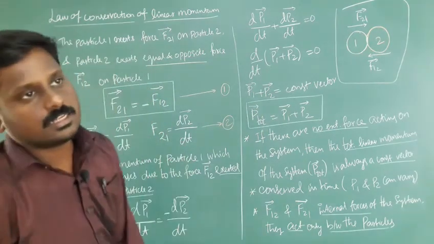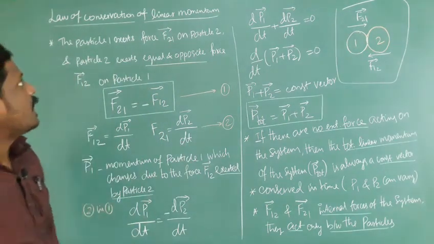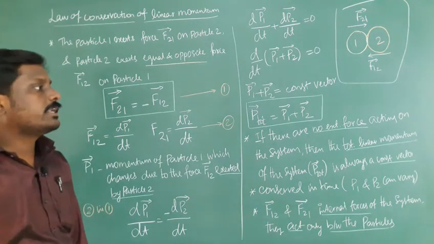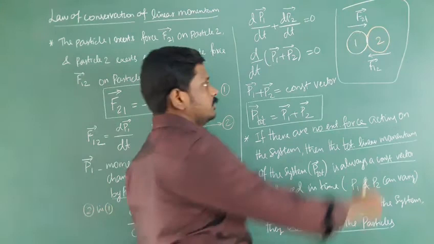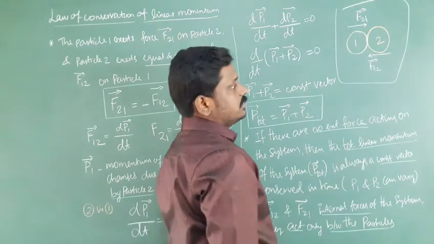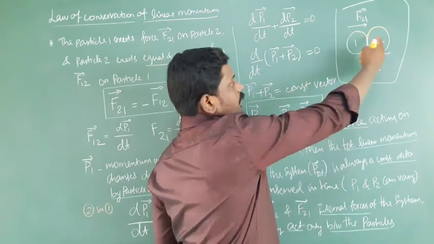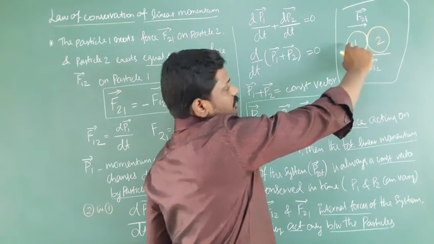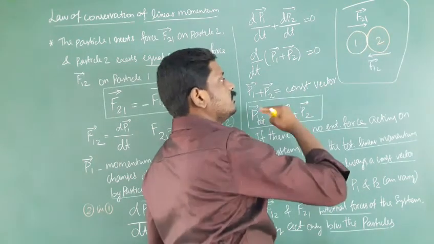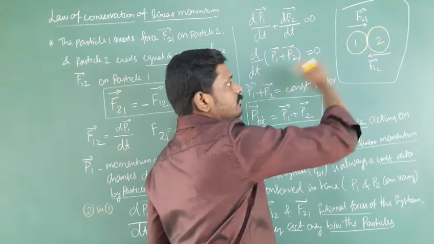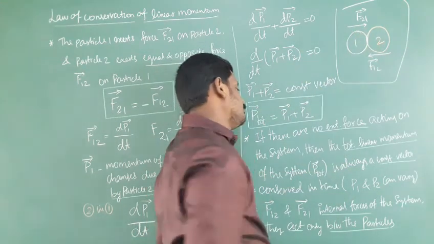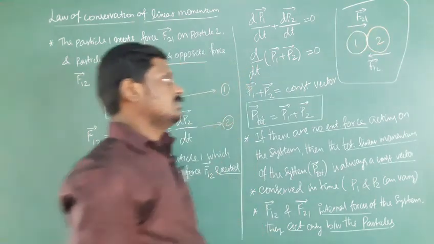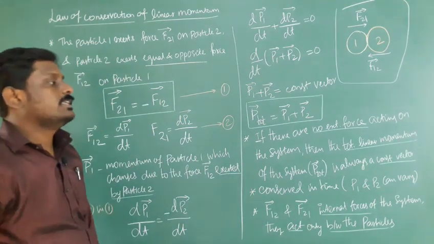In this class we have discussed the law of conservation of linear momentum. This law holds if there is no external force acting on the system. Particles 1 and 2 constitute a system, and they interact with each other, exerting forces on each other. There is no external force acting on the system, so the total linear momentum of a system of particles is conserved, a constant vector.